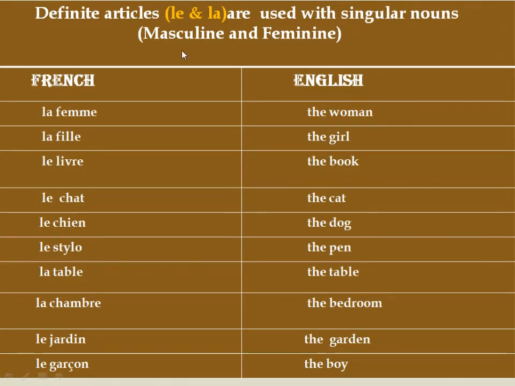So you can see that we have used the articles le and la: la with the feminine nouns and le with the masculine nouns, and we have categorized the inanimate things also as either masculine or feminine, like le stylo. Stylo is categorized as masculine, that's why we have used le, and table is categorized as feminine, that's why we have used la.